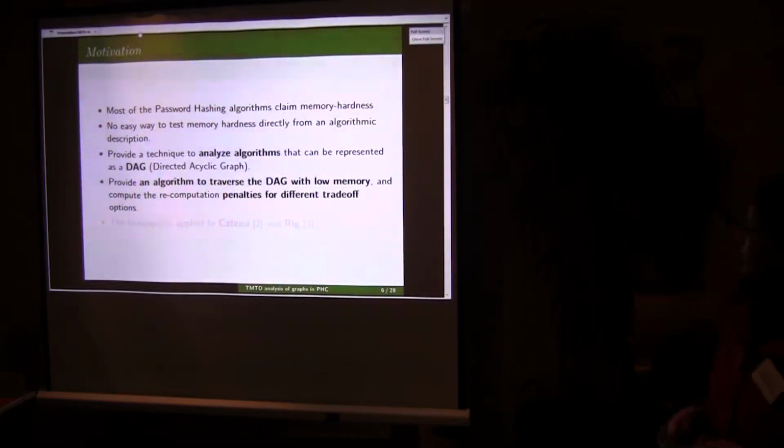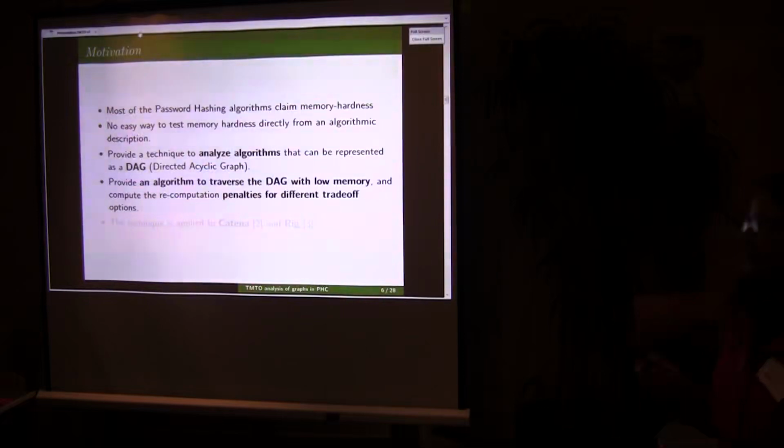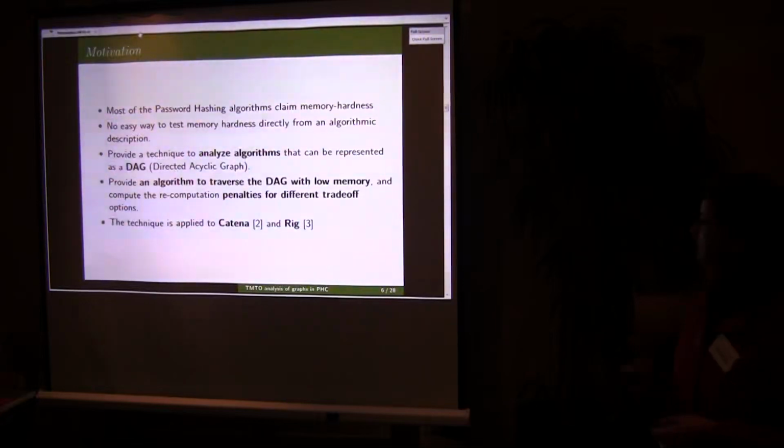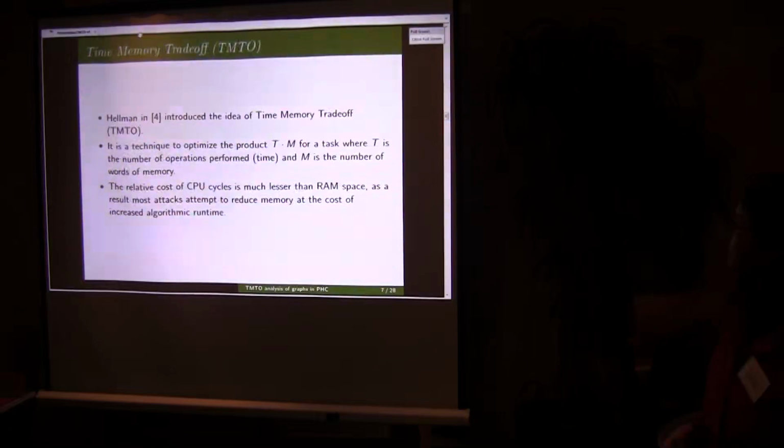And we have provided a very simple algorithm to traverse the graph, meaning the algorithm that can be represented with the help of a graph, and we are providing one simple technique to analyze the time memory trade-off for the algorithms. And basically, in the paper we have compared Catena and Rig. Rig is our construction for password hashing.